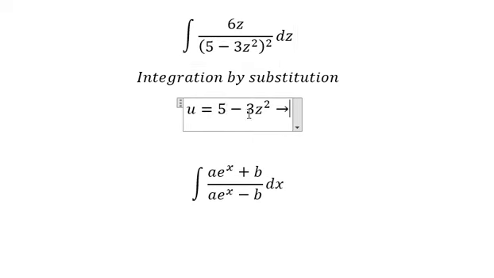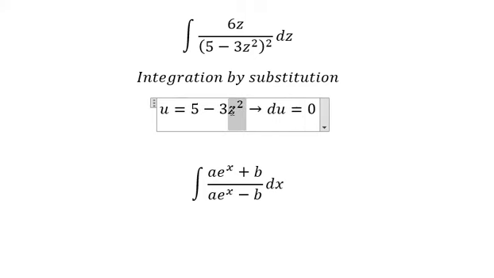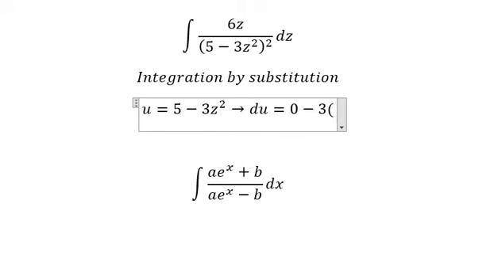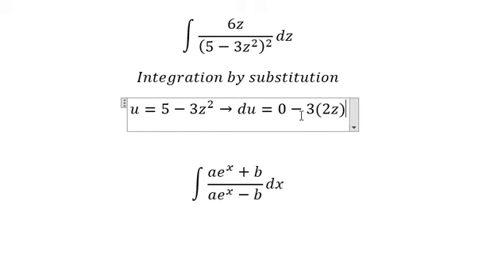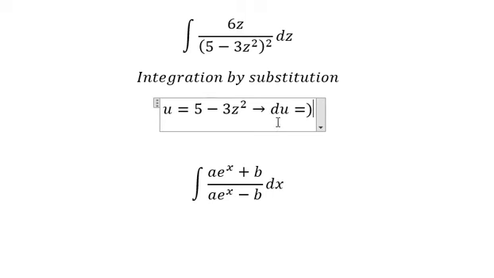So we need to do the first derivative of this one in here. First derivative of number 5, you got 0. First derivative of z to the power of 2, we will have 2z. So negative number 3 multiplied by number 2, we have negative 6z dz.